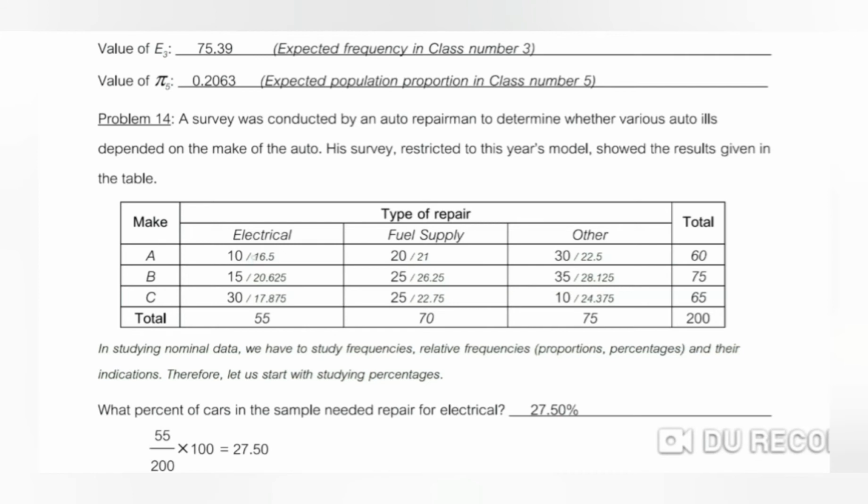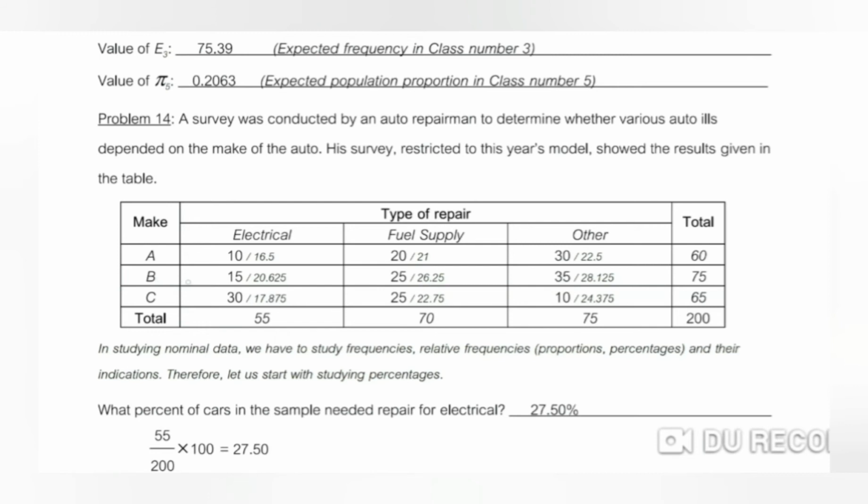We write O11. The first one is row number, the second one is column number. Row number 1, column number 1, observed frequency 10. Row 1, column 2, observed frequency 20. O12 is 20. O13 is 30. O11 plus O12 plus O13 is equal to 60. 60 is denoted by capital R sub 1, R1. Row 1 total frequency.